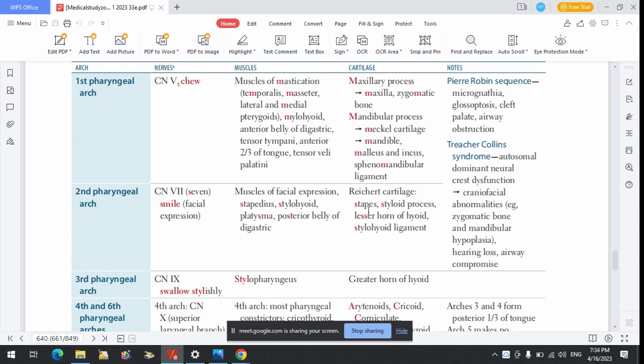What is the other P? Posterior belly of digastric. If I didn't remember that one, I know that the first pharyngeal arch gives rise to the anterior belly, so the second gives rise to the posterior belly. That's a P. So what's the other P? Platysma.